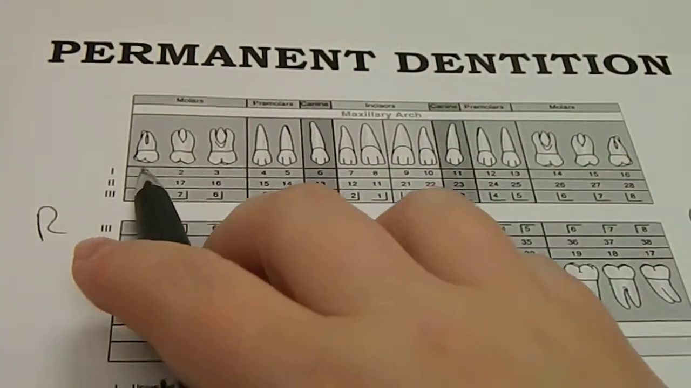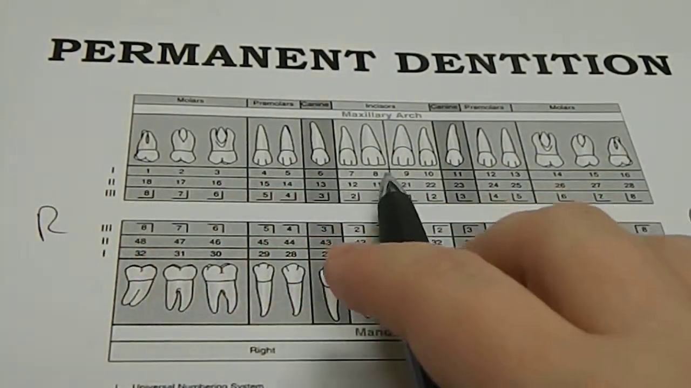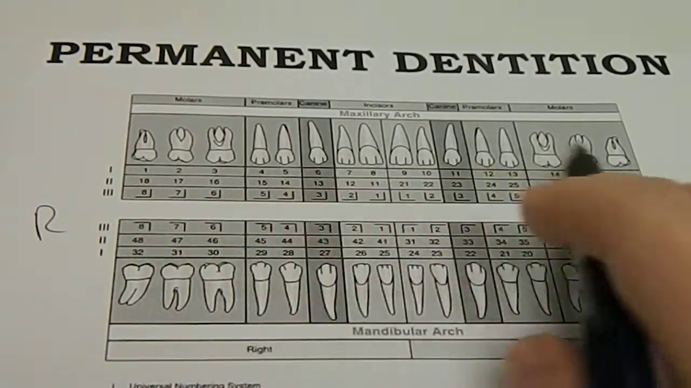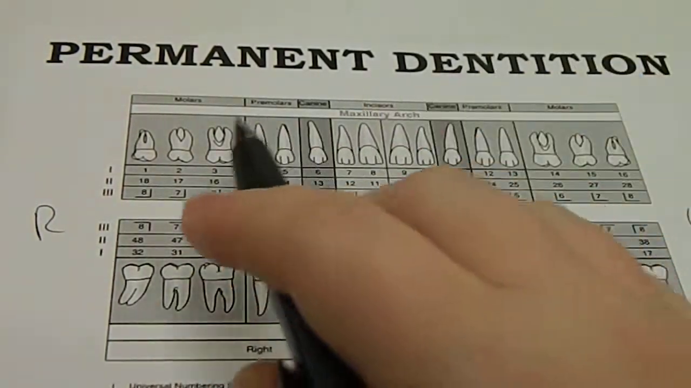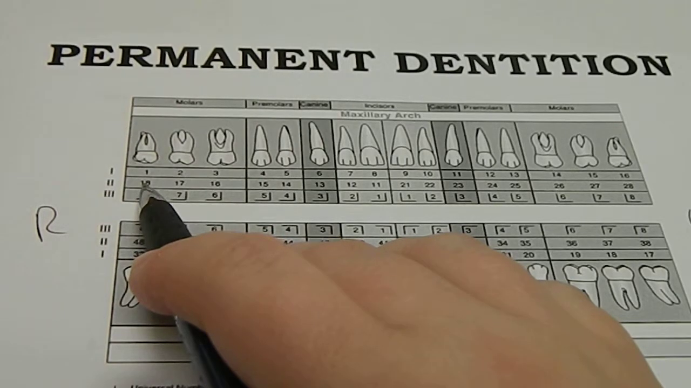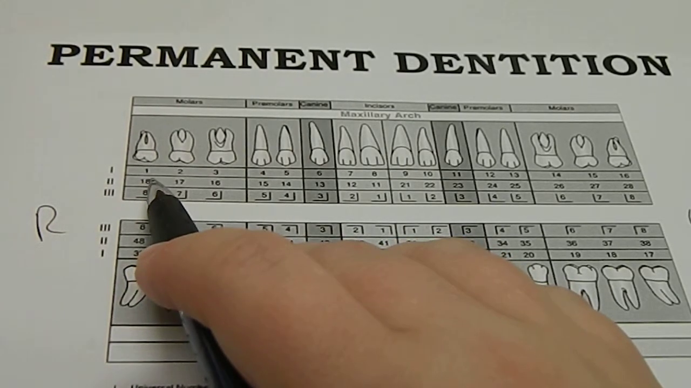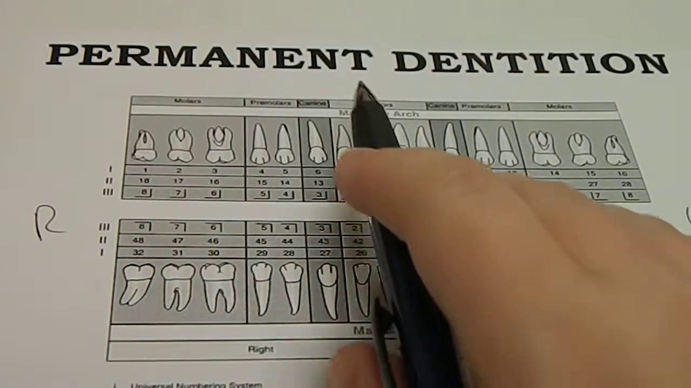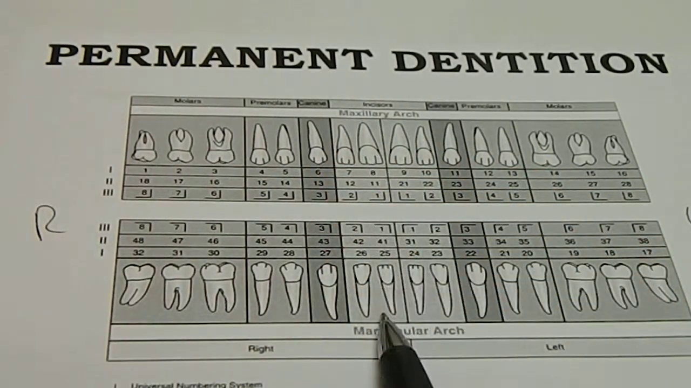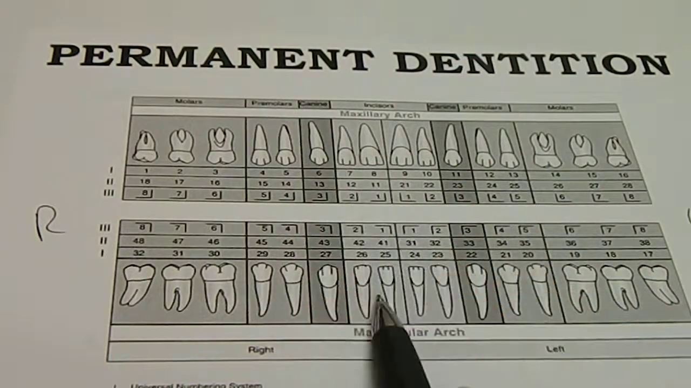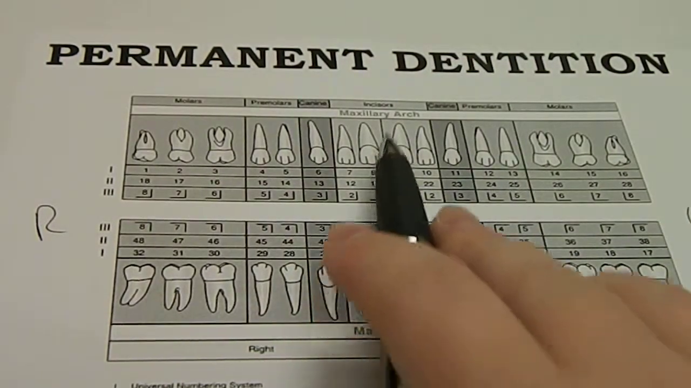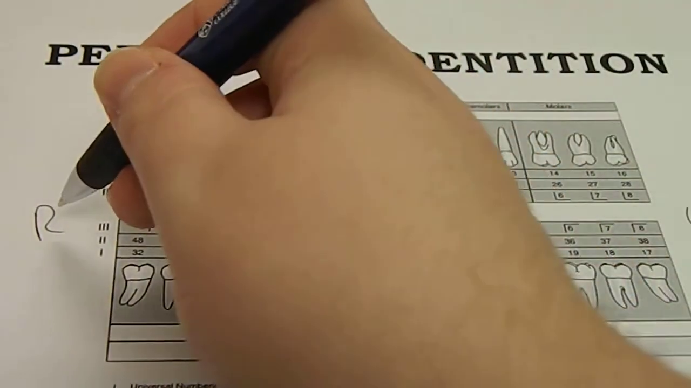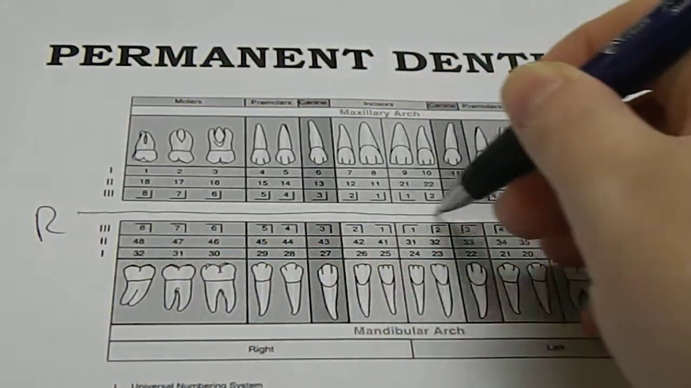The universal numbering system, which is 1 through 32 on the permanent dentition, is the one we use mainly in the United States. But if you're traveling abroad, or doing any type of research, you would probably be using the international numbering system. So this works by quadrant again, but here, I'll draw these quadrants.